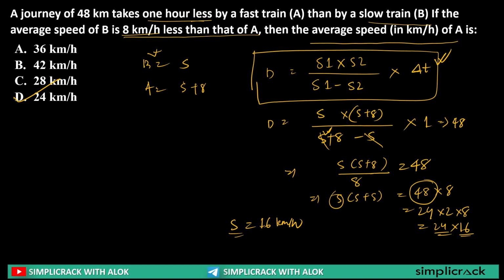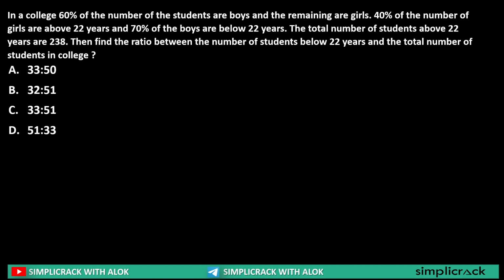Otherwise, it will be tough for you to understand this. In a college, 60% of the number of students are boys and the remaining are girls. So let's say 100 was the total students. This is how I solve: boys 60, girls 40.